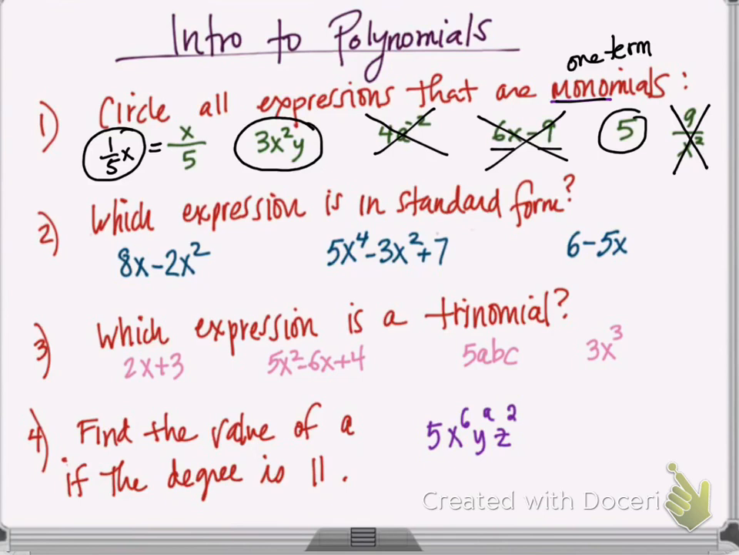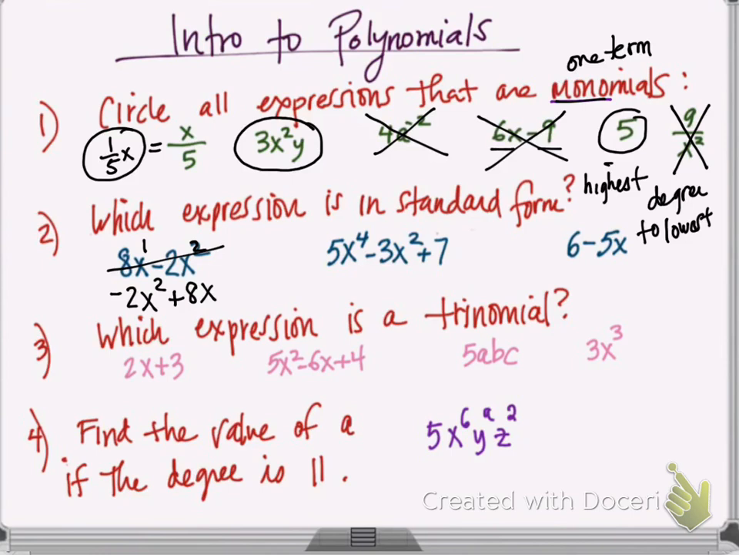If an expression is in standard form, it goes from highest degree to lowest. So if I look at this very first expression, I notice that the first term has a degree of 1, it's just the exponent, and the second term has a degree of 2. So this would not be highest to lowest. In fact, I would have to rearrange this and put the negative 2x squared written first and then the 8x second. So this is not in standard form, how it's originally written.